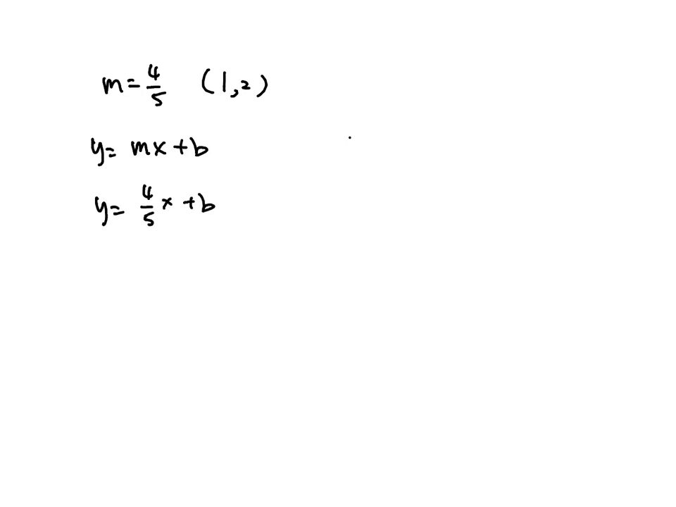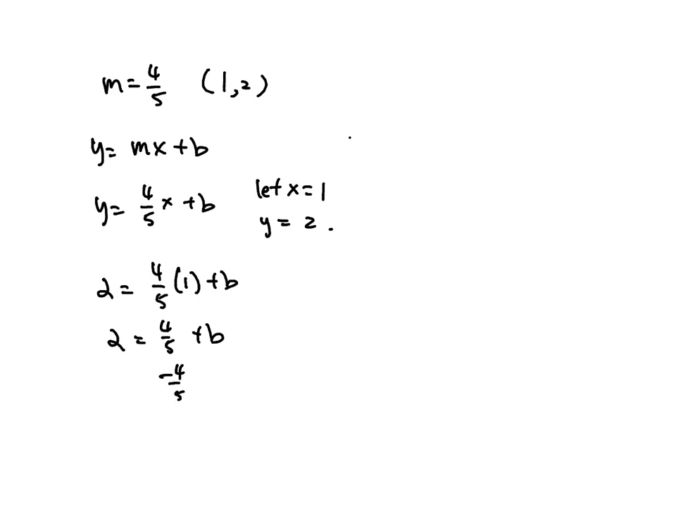Alright, the third problem. The slope is 4/5. The point is 1, 2. So I'm going to use the slope-intercept form, y equals mx plus b, and I'm going to plug in all relevant information. So y equals 4/5 x plus b. And I'm going to let x equal 1 and y equal 2. So 2 equals 4/5 times 1 plus b. So 2 equals 4/5 plus b.